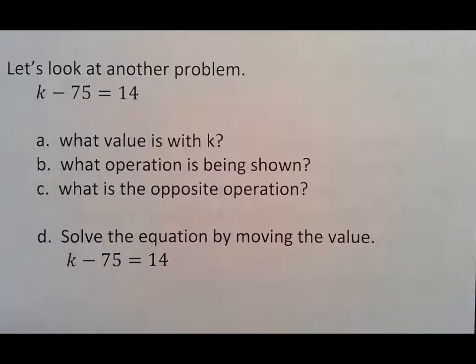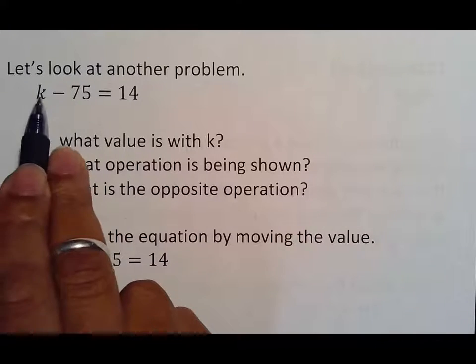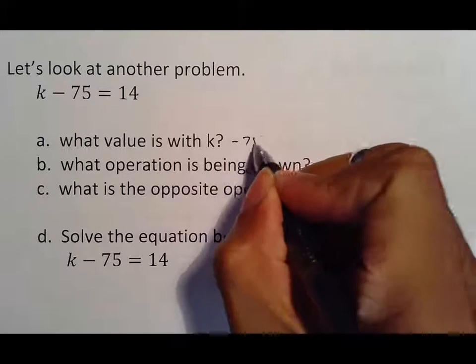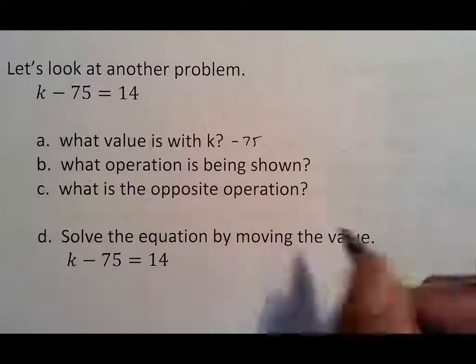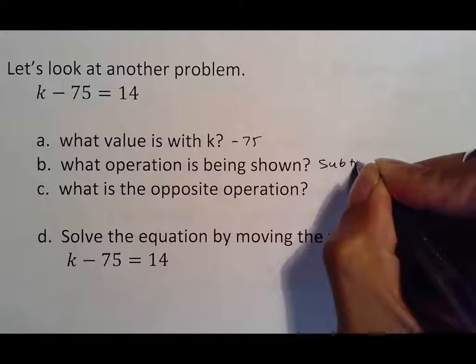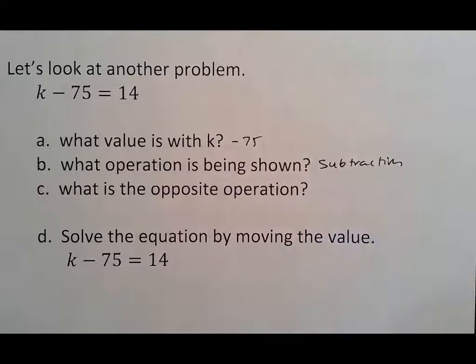K minus 75 equals 14. What value is with K? Well, it says K minus 75, so negative 75 is with K. Again, that is a negative 75. What operation is being shown? K minus 75 means we are doing subtraction.